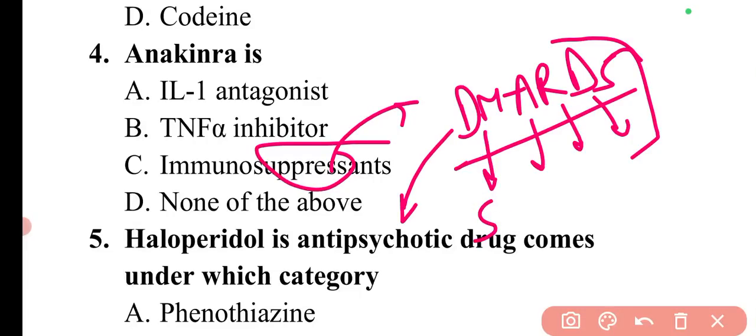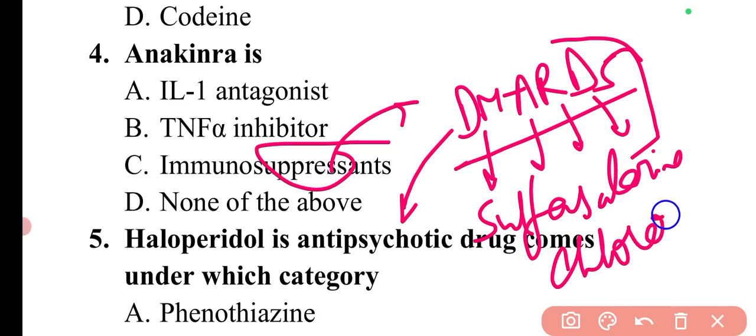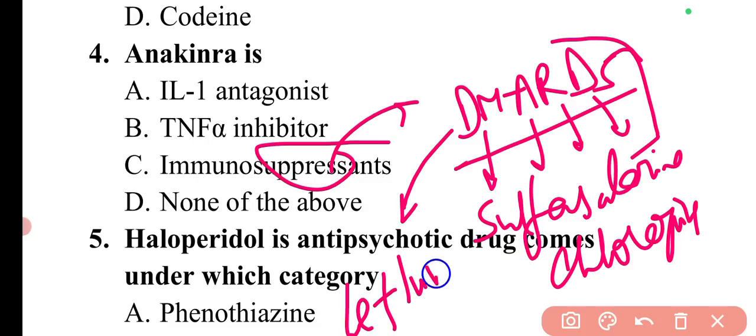Along with that, there is sulfasalazine. Sulfasalazine is another drug. Then chloroquine is another drug. Then leflunomide is another drug. So these are the different drugs which are the disease modifying anti-rheumatic drugs.